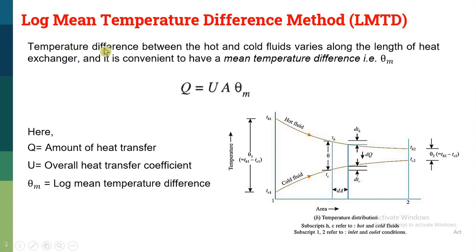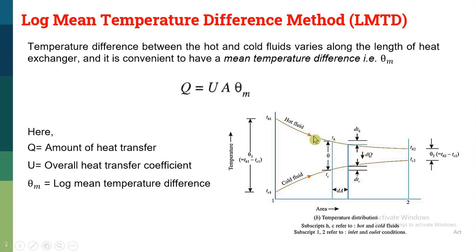In this LMTD method, the temperature difference between hot and cold fluid varies along the length of the heat exchanger. As you can see, this graph is plotted between temperature and the area of the heat exchanger. In case of a parallel flow heat exchanger, initially the hot fluid has a very high temperature, which goes on decreasing as the area or length of the heat exchanger increases, and the cold fluid temperature increases slowly as the area or length increases. But if you want to determine the temperature at any point of the heat exchanger, it is difficult to find out the value, and this value varies continuously along the length.